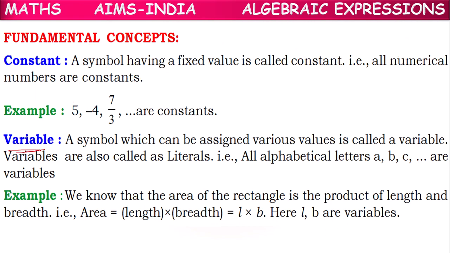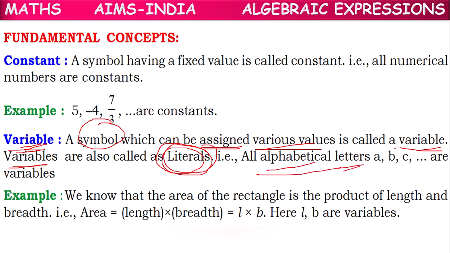Next, variable. A variable means a symbol which can be assigned various values. These variables are also called literals. All small alphabetical letters, like a, b, c up to x, y, z, are considered variables. In the equation x plus y equal to 7, we can keep any value in the place of the variable.